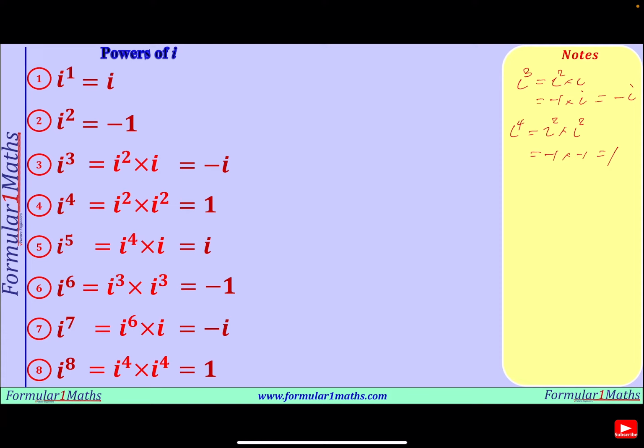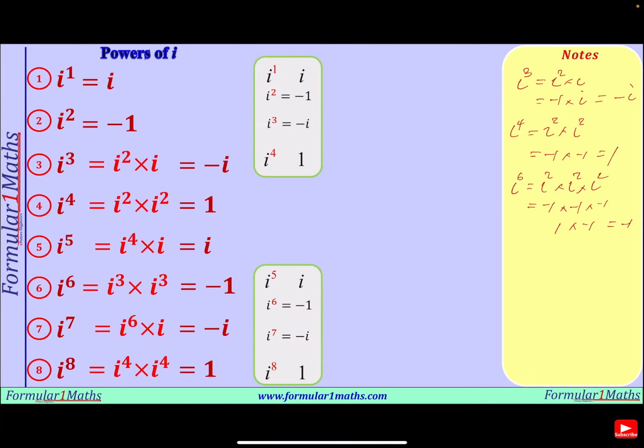For i to the power 6, you could have evaluated it this way. i squared times i squared times i squared, according to the law of indices. That would be minus 1 times minus 1 times minus 1. So that would be 1 times minus 1, and I get minus 1. So this is how we got minus 1 here. And there's something I want you to note.